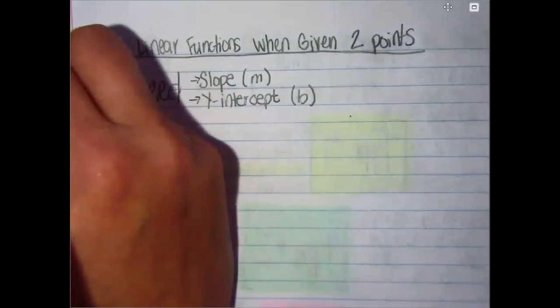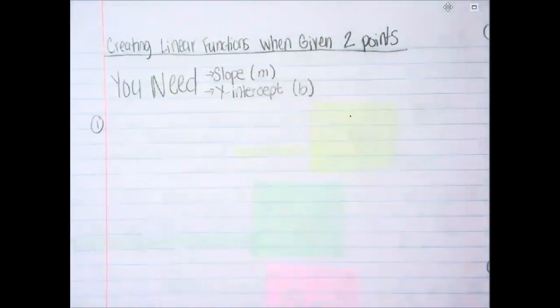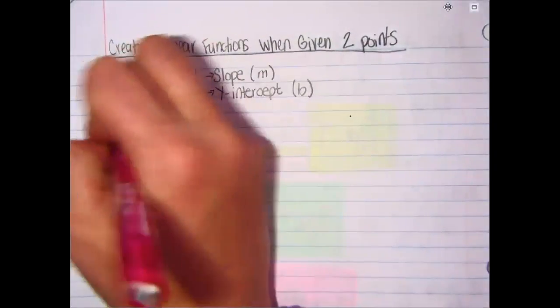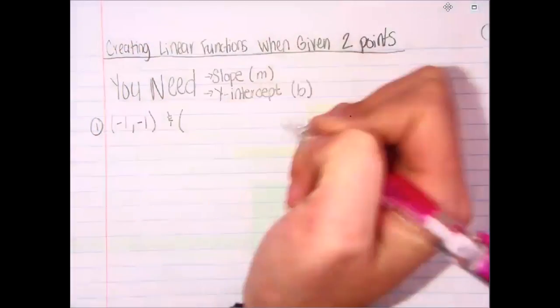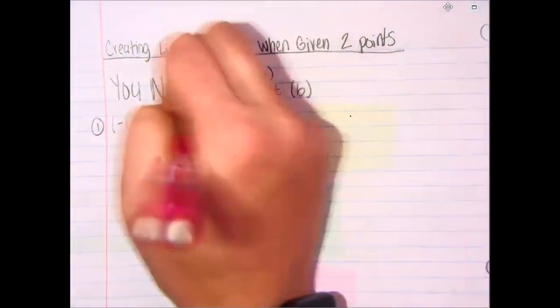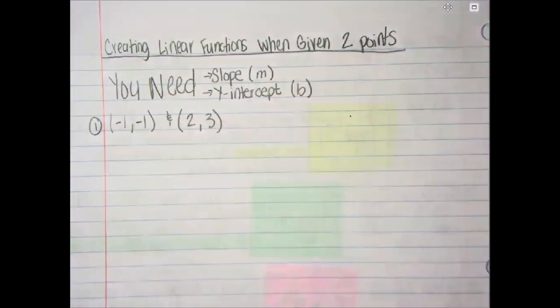So we looked at when I gave you the slope, and you had to find the y-intercept. But what if I just gave you 2 points on the coordinate plane? How are you going to find the y-intercept there? Let's say I gave you the points (-1, -1) and (2, 3), and wanted you to create an equation that passes through the two of these points. You still need to find your slope, and you still need to find your y-intercept.